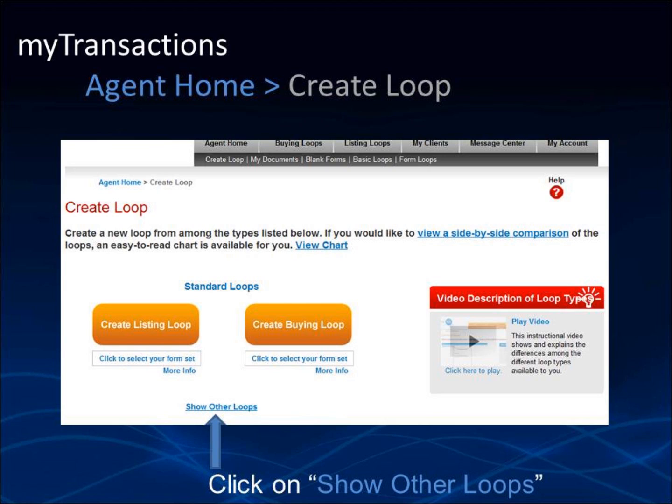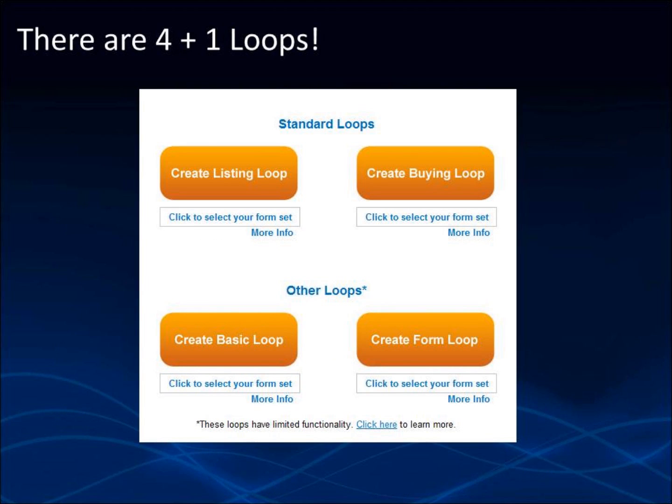There are 2 loop choices showing on this page. The standard loops, which you will use most often. Under these 2 orange boxes is a blue link. Click on this, Show Other Loops. Now you see 4 orange boxes, 4 loop choices. Actually, you have a choice of 5 loops, but we aren't going to cover the 5th loop at this time. The 5th loop choice is Make an Offer.